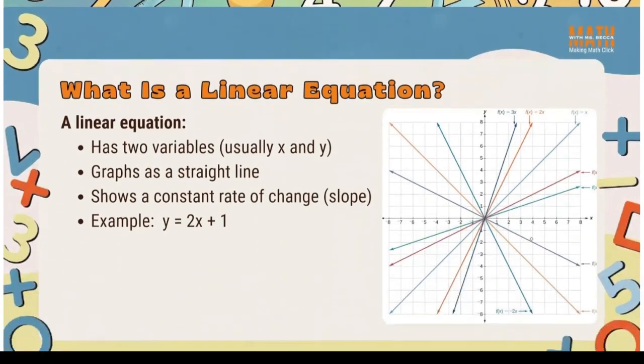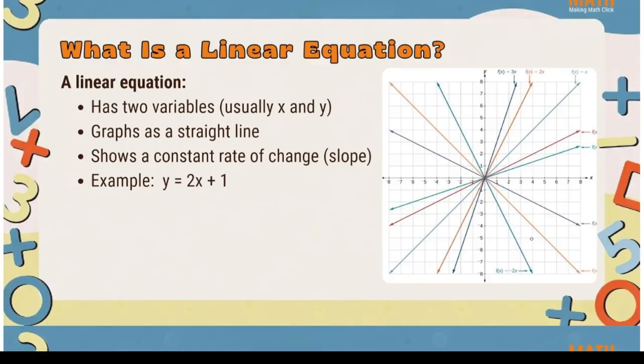So now let's start. What is a linear equation? A linear equation is an equation that forms a straight line when you graph it. Just like this, the straight line can be in any form. It doesn't have to be maybe vertical or horizontal. But just know that a linear equation forms a straight line when you graph it. And it usually has two variables. Most of the time, it has variable x and variable y.